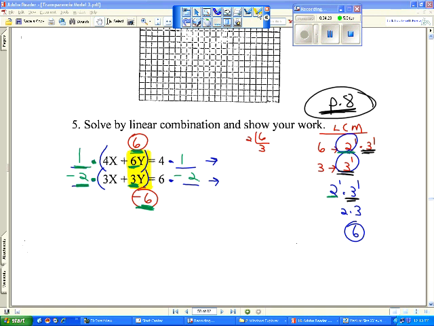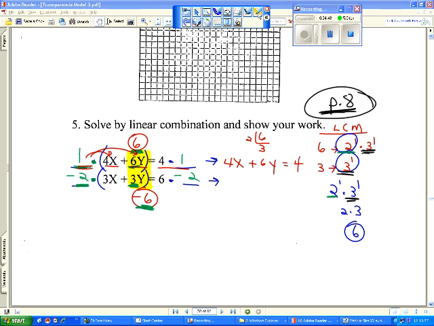So we multiply through by whatever factor is needed to create additive inverses. Okay? And so we're going to get 1 times 4x is 4x. 1 times 6y is 6y. And 1 times 4 is 4.